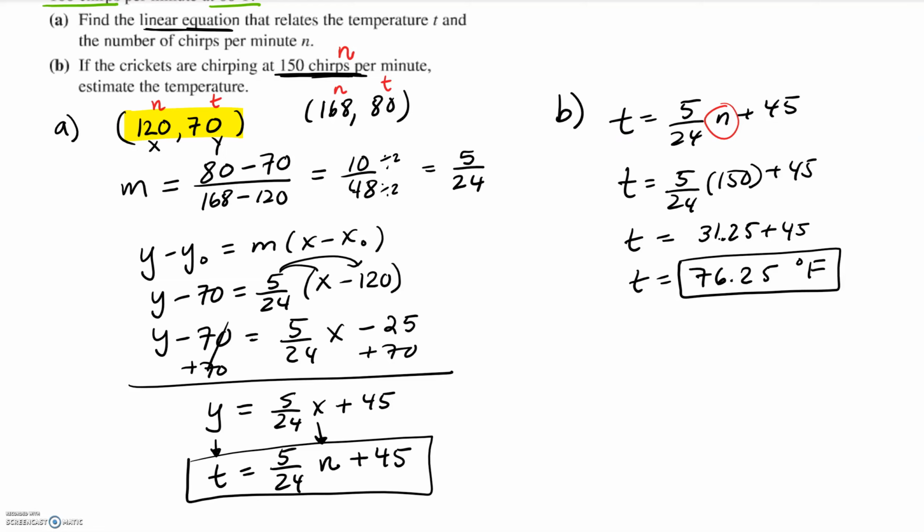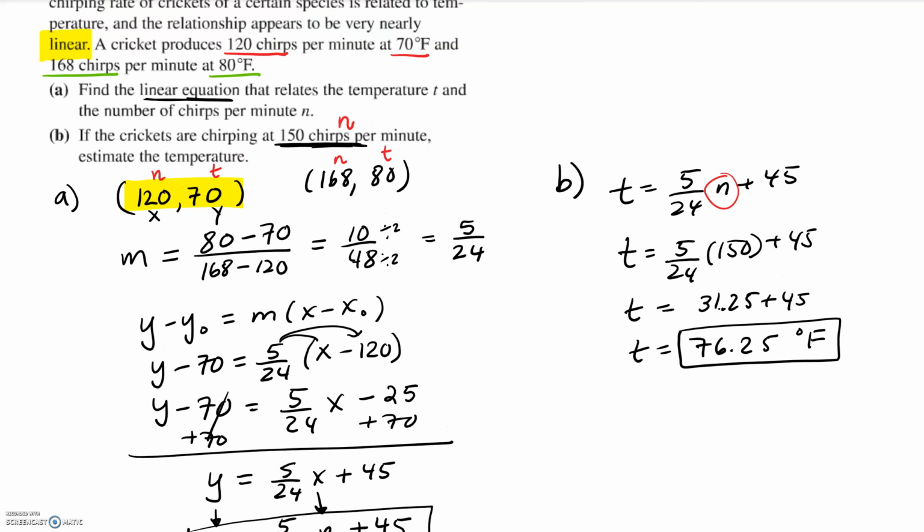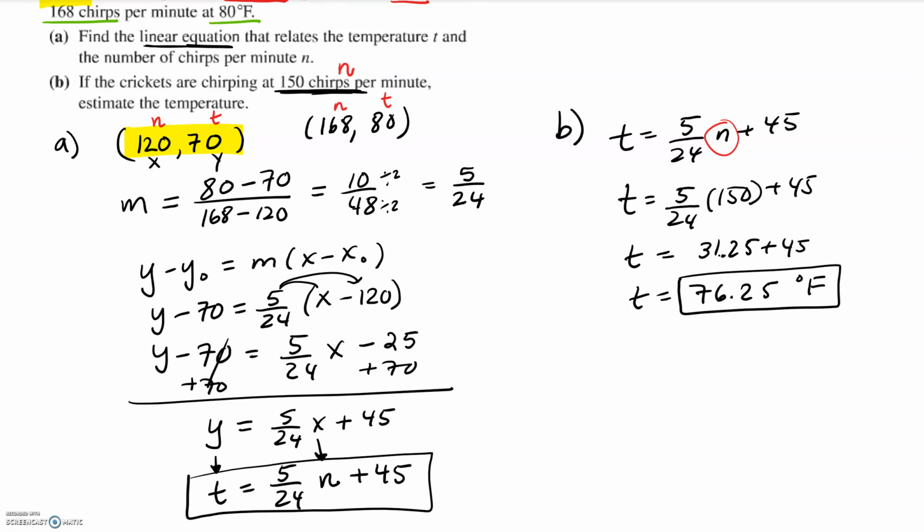So all we did was read the information, make the information as two ordered pairs, and find the equation of a line that goes through those two ordered pairs, and then we relabeled our x and y to be the appropriate variables they wanted us to call it. And in part B, it was simply a plug and chug. Put in the N value, get the T value out. And that's it for example 15.